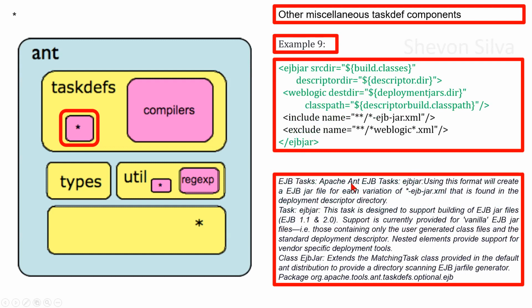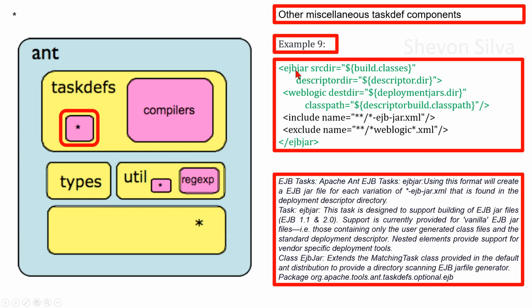Now we are considering EJB jar in Apache Ant, the EJB jar task in EJB tasks. Using this format here, we'll create an EJB jar file for each variation of *-ejb-jar.xml that is found in the deployment script directory.